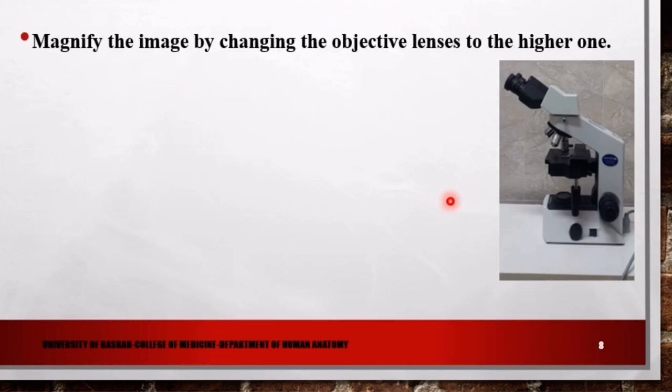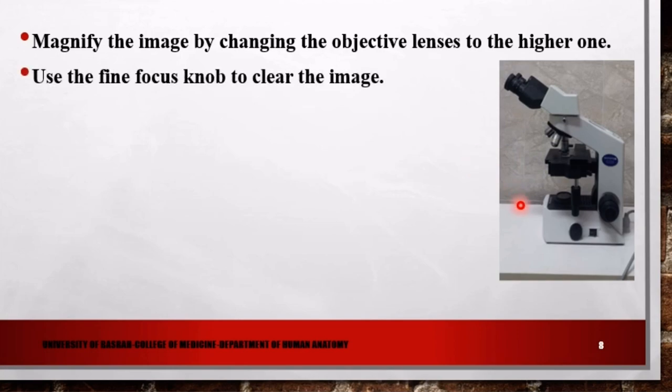Magnify the image by changing the objective lenses to the higher one. At first we use 4x and then change to 10x and clear the image using the coarse adjustment knob. If we need more magnification, we use the 40x or 100x objective lens. Use the fine focus knob to clear the image, not the big wheel, to avoid breaking the slide.